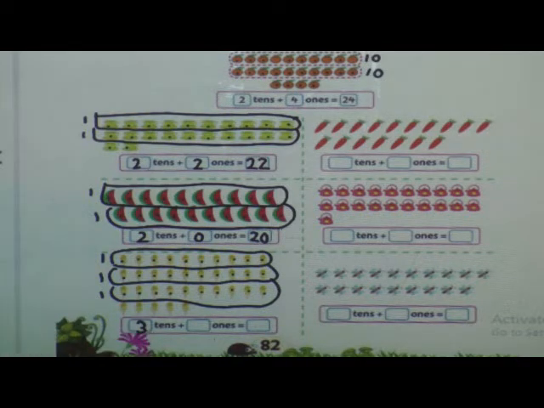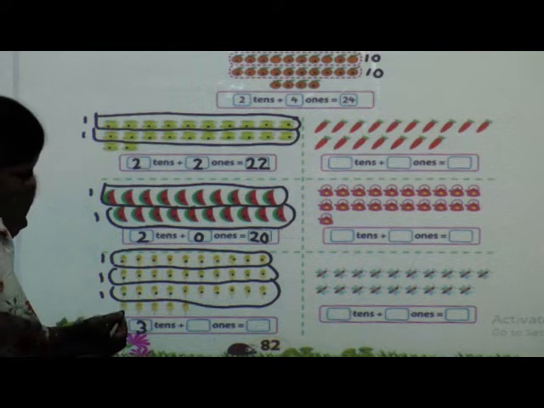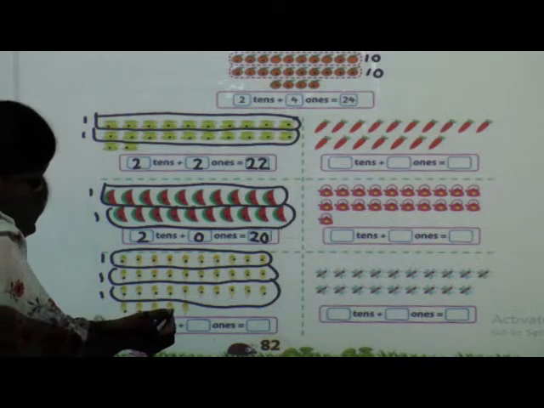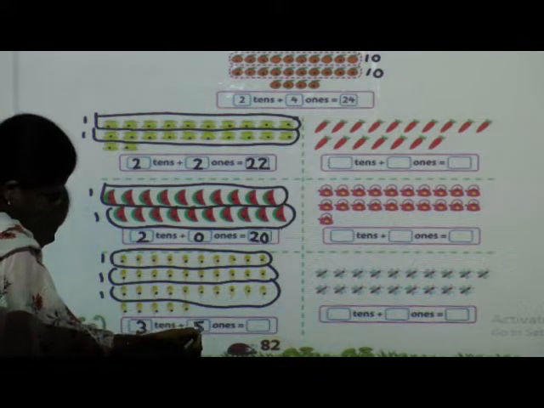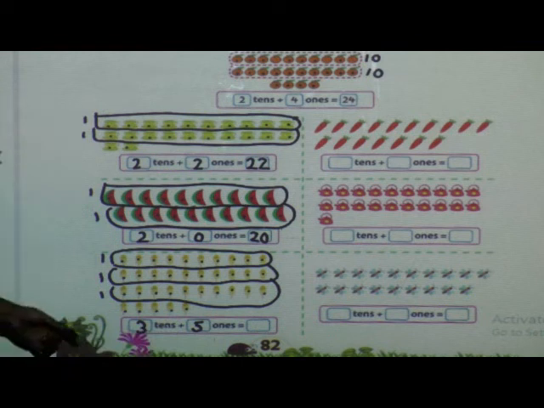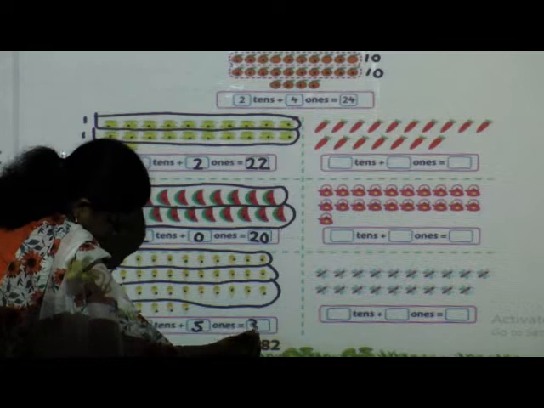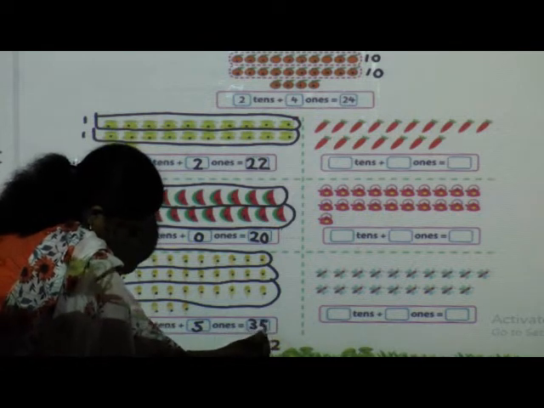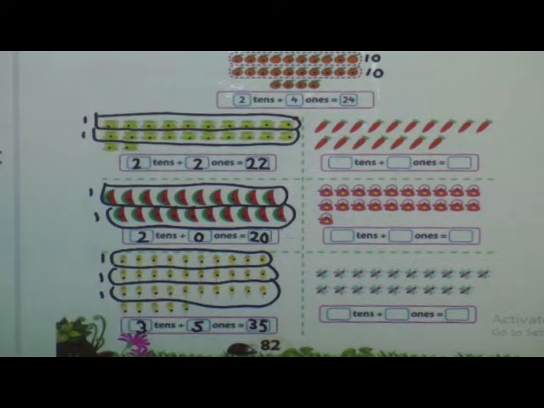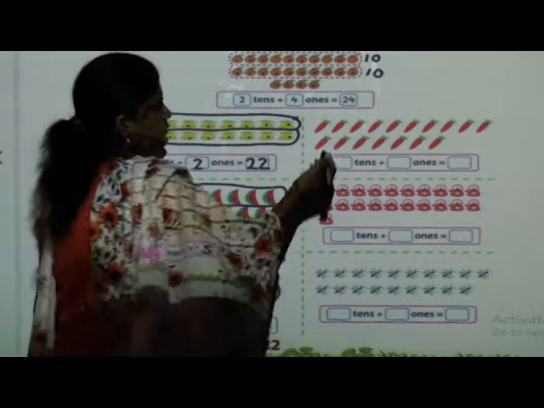Yes. And now how many ones are there? We will count. 1, 2, 3, 4, 5. So here we will write 5. So total how many are there? See, this 3 we have to write here and this 5 we have to write here. 3, 5, 35. So next now here. Count with me.